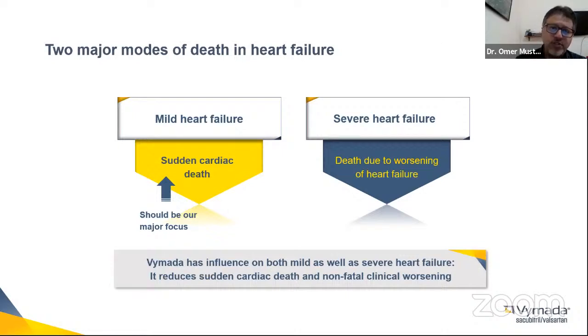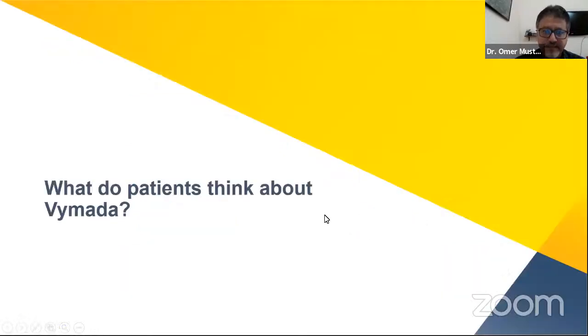So two major modes of death are seen in heart failure patients. In mild heart failure, it is sudden cardiac death. This is very important to understand, and this should be our main focus. In severe heart failure, death may be due to sudden cardiac death as well as worsening of heart failure. So the importance of the sacubitril valsartan combination is that it has influenced both mild as well as severe heart failure. It reduces sudden cardiac death and non-fatal clinical worsening in both groups.